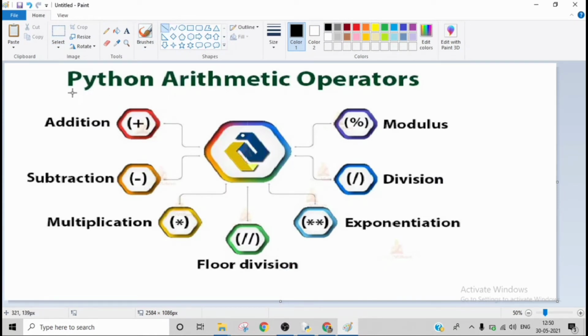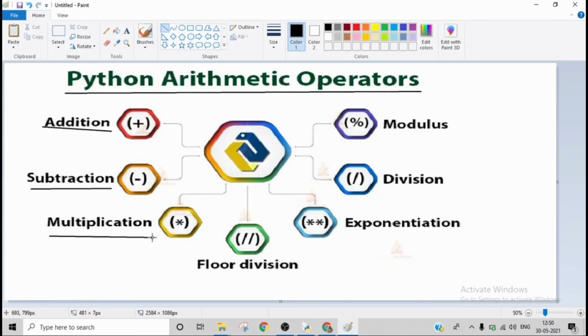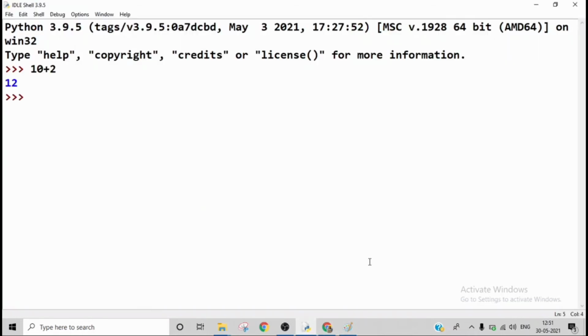So these are the arithmetic operators. These include addition, subtraction, multiplication, floor division, exponential, division, and modulus. We are going to discuss each one by one, and I am sure you're going to understand it very easily. So let's first start.